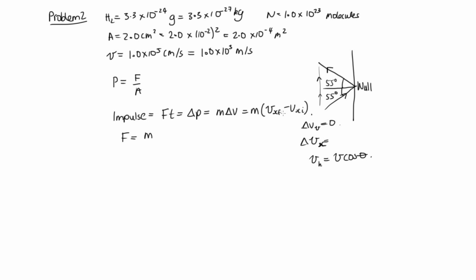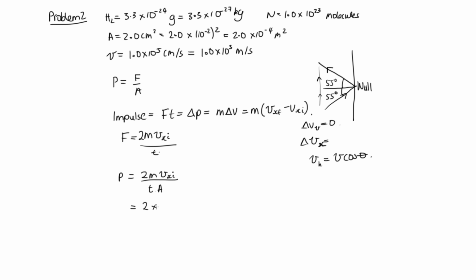Now these have the same magnitude in opposite directions, so we can say that's 2 vx initial, or we could say vx final if we wanted, over time. And so now what we can do is substitute this into here. So we've got that our pressure is equal to 2 times the mass times the initial component in the x direction over the time over the area. Okay, and now we have everything, so we can substitute in.